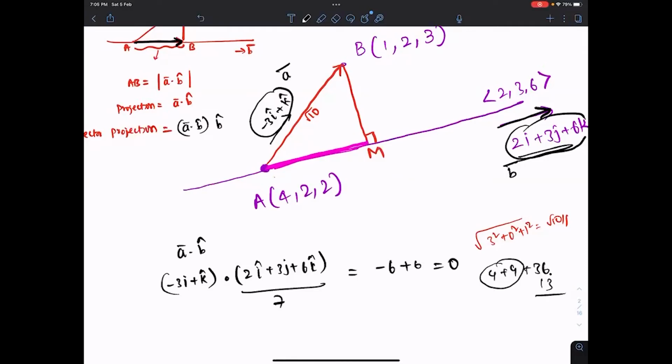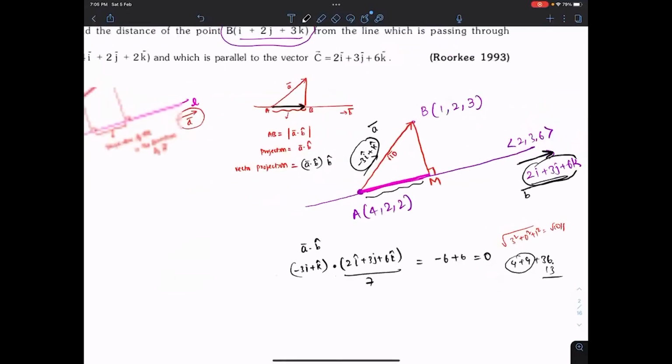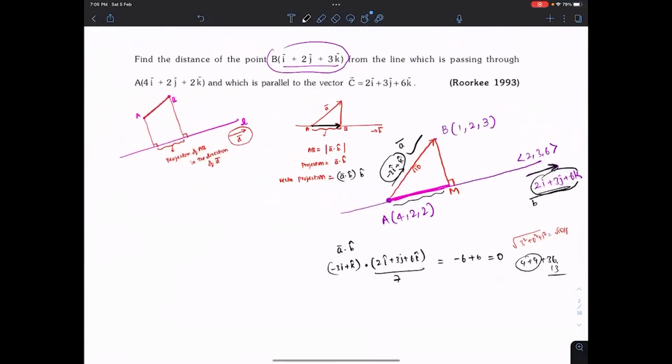What does it mean? AM equal to 0? It means the line joining these two points is already perpendicular to the line. So if I join A and B, it is already perpendicular to the line. That's why if you drop the perpendiculars from A and B onto the line, both are falling at the same place. That's why the distance of M from A will be 0. So what they asked in the question, the perpendicular distance from this point onto this line, is AB only. Directly the answer in this case.